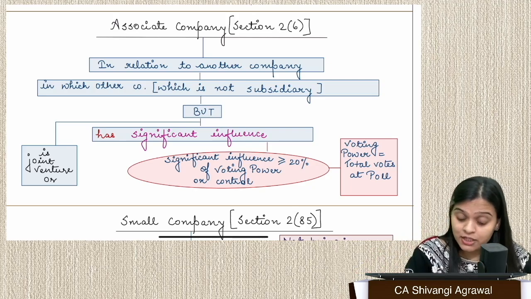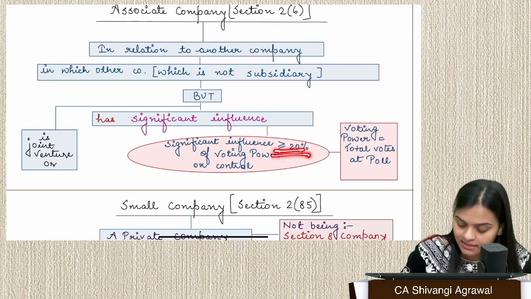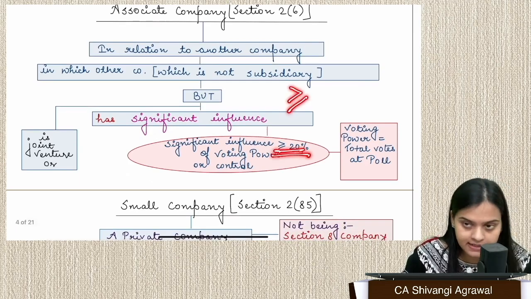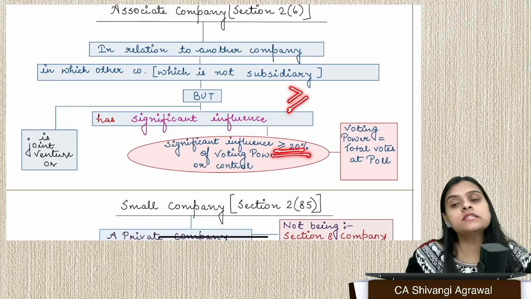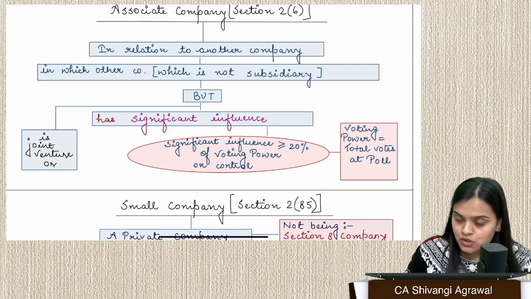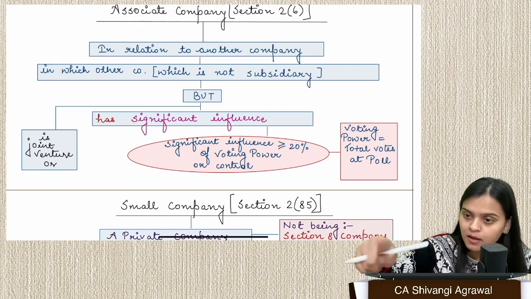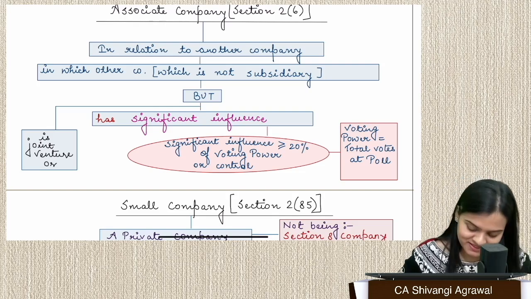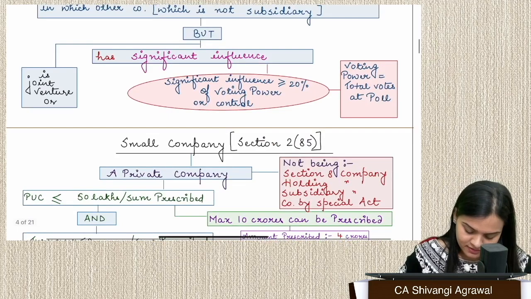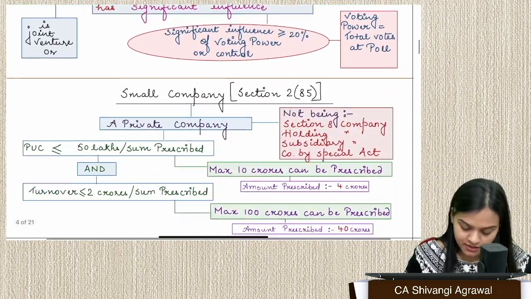However, since you are holding shares more than equal to 20%, either 20% or more than that, you are having significant influence on the other company. So if one company has significant influence on the other company, it becomes your associate, right? And you become ideally the investing company. Joint venture is also included in the definition of associate company.